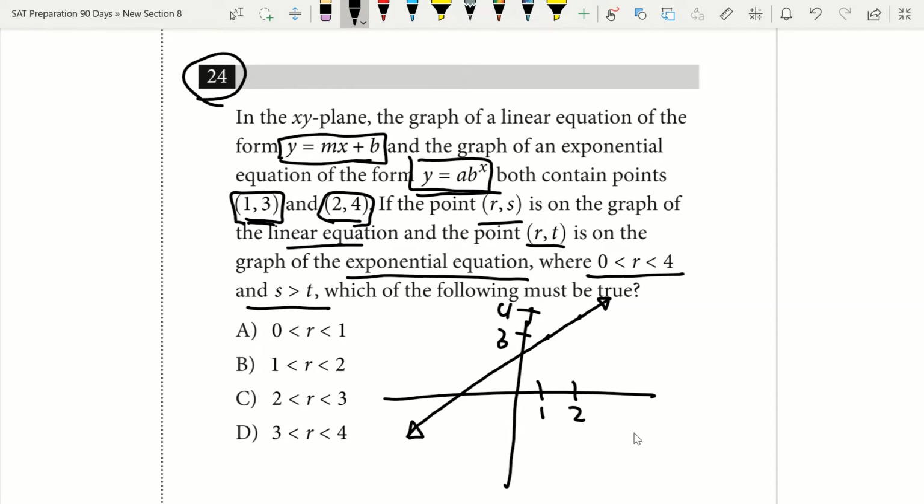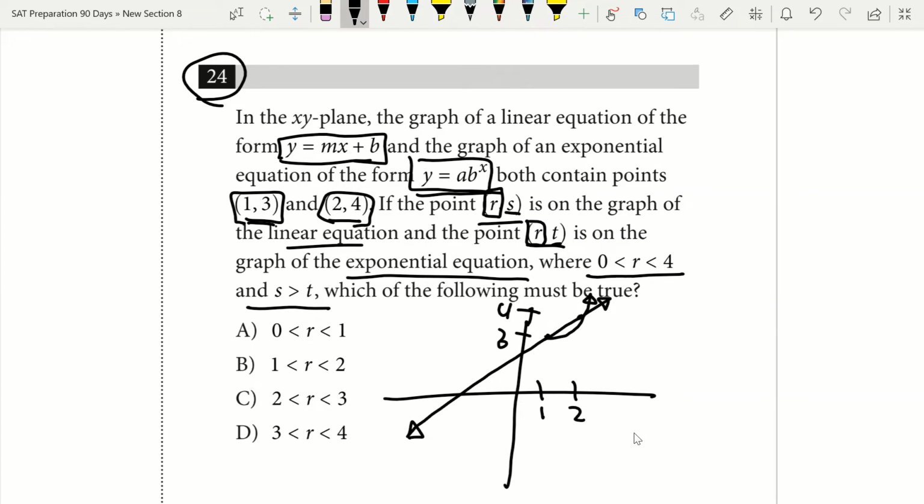Now, what do we know about this exponential equation? We know it has these 2 points, (1, 3) and (2, 4). We also know exponential equations go like this. They get exponentially greater, with an increasing slope, so it's going to look something like that. Now, keep in mind I have these points here. Each one has the same x value, and then they have different s and different t. So s is the one for the linear, and t is the one for the exponential.